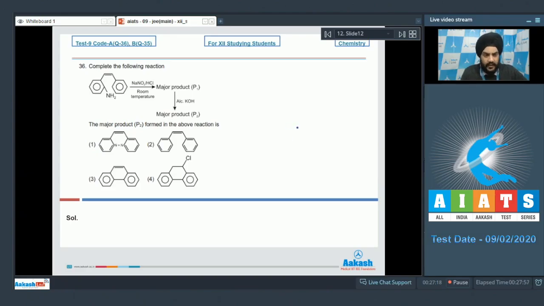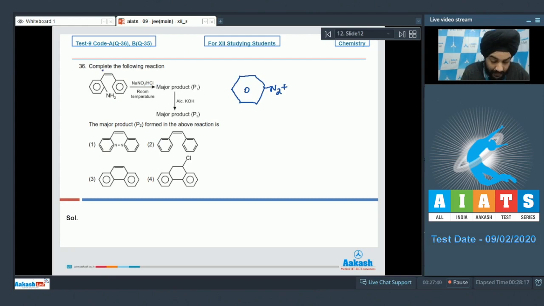Question number 36. Complete the following reaction. So we've been given this reaction, students. This is allowed to undergo reaction with NaNO2/HCl. NaNO2/HCl is going to cause diazotization in this case, so this will be converted into N2+.